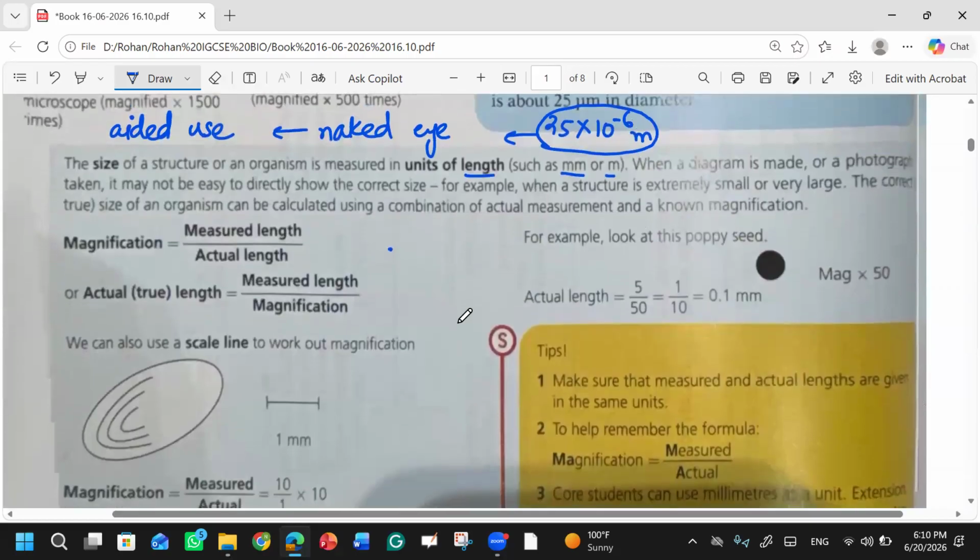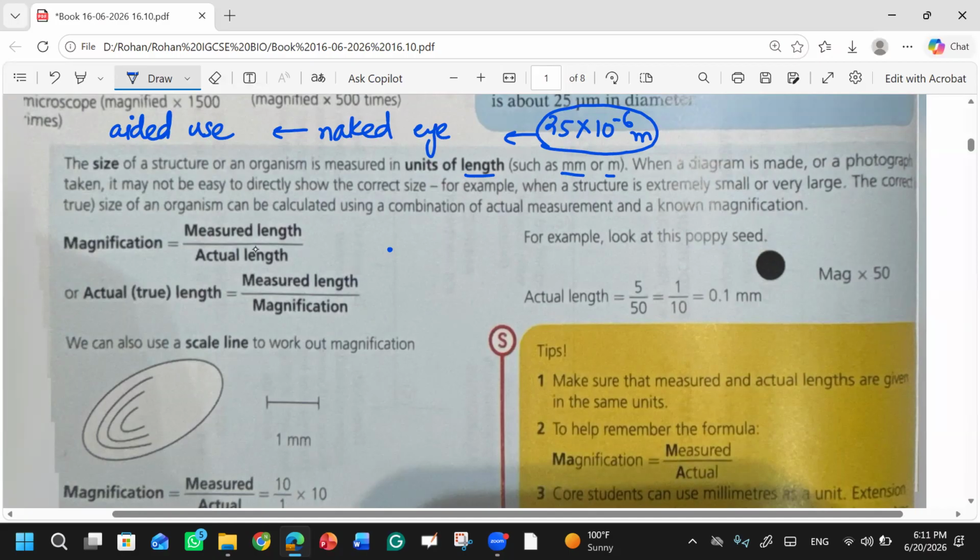What is magnification? We discussed that sometimes it is not easy for us to see something with the naked eye. It is too small. Our eyes cannot perceive that thing. So to see it, we need to magnify it, we need to zoom in. How can we zoom in on that image, or how can we magnify it?